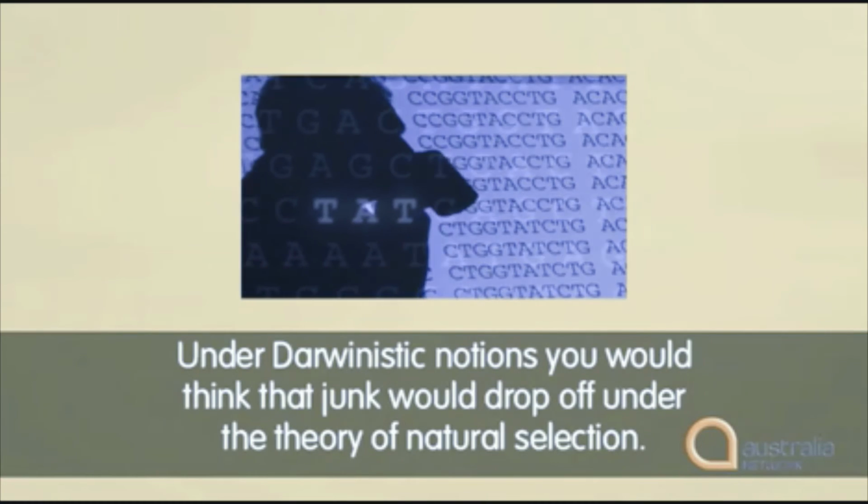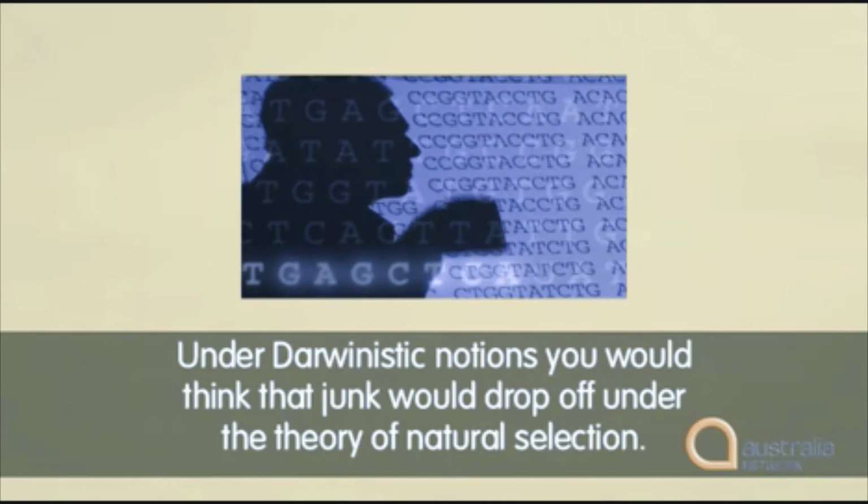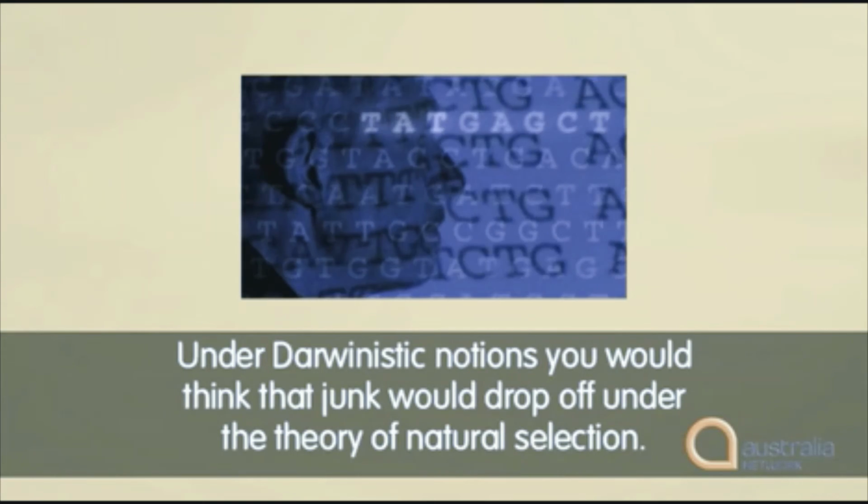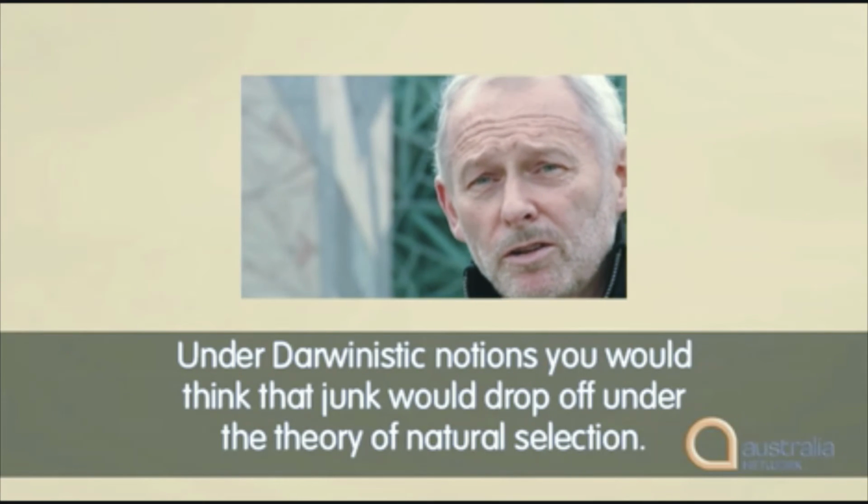Under Darwinistic notions, you would think that junk would drop off under the theory of natural selection. He says under Darwinistic notions. Darwinistic here is an adjective, but it's got a capital letter. Do you know why? Well, that's because it comes from the name Darwin, referring to Charles Darwin, who developed the theory of natural selection. But it's got two suffixes, ist and ick.